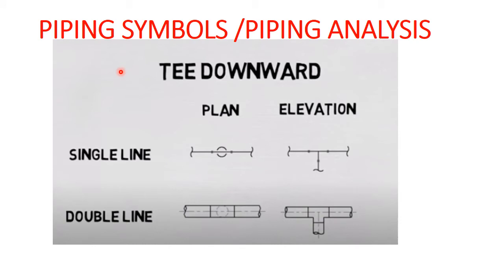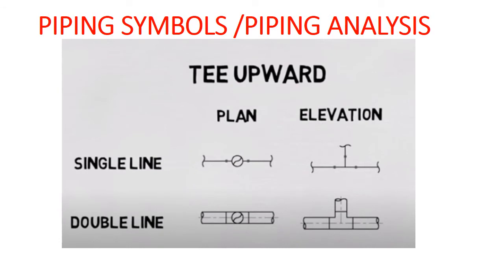Here we have T downward. For single line, you can see here. For elevation, this is the double line plane view, this one, and the double line elevation will be like this.